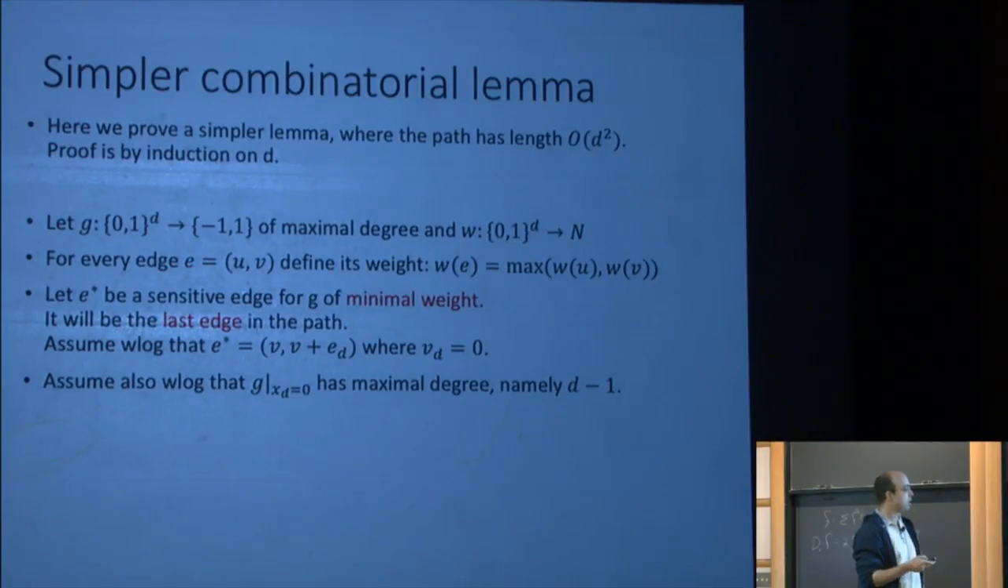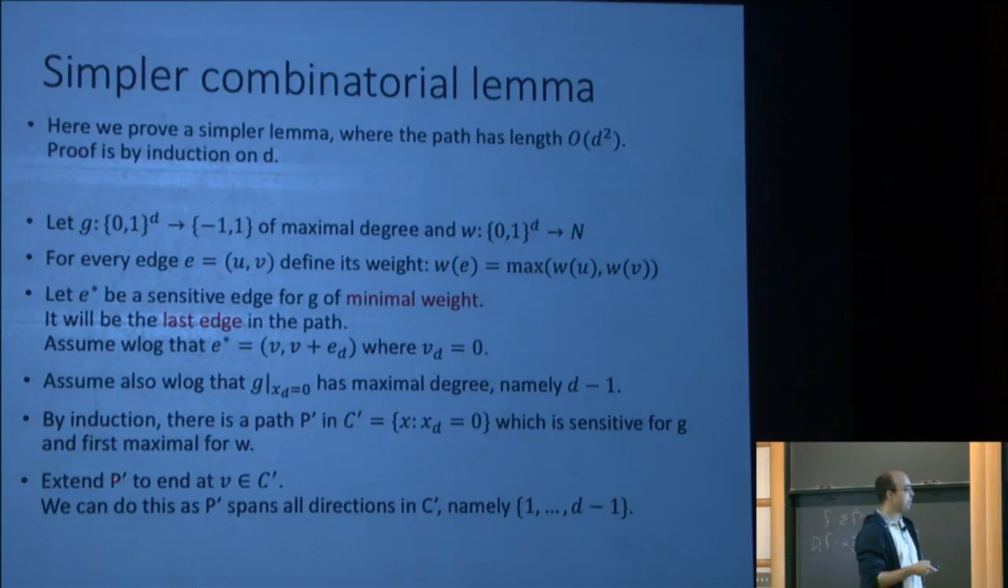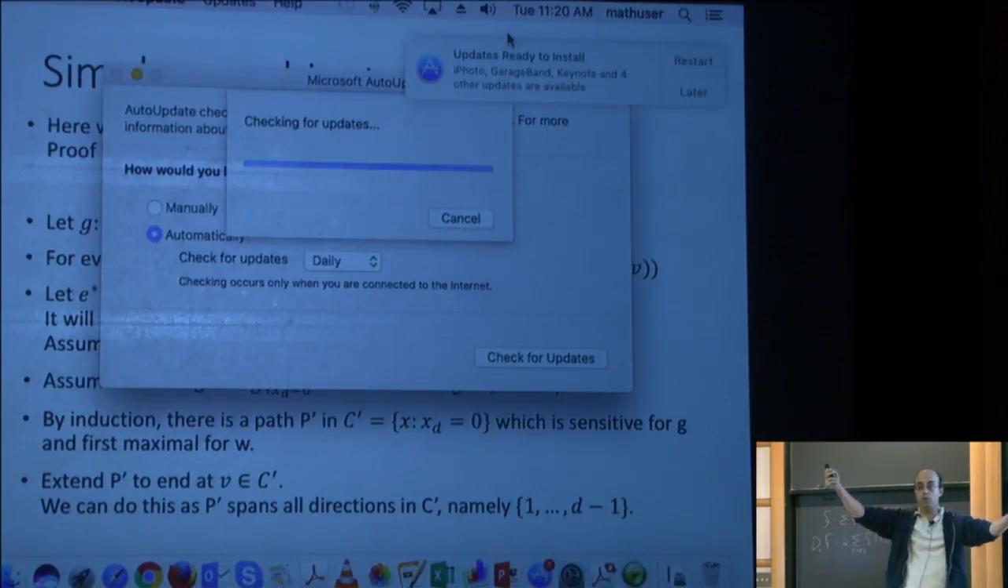So we now use induction. By induction, there is some path here in this subcube, which is all these x's where the last bit is 0, which is sensitive for G and first maximal for W. Then we just have to take this path and extend it to this node. So we have this path that ends somewhere.